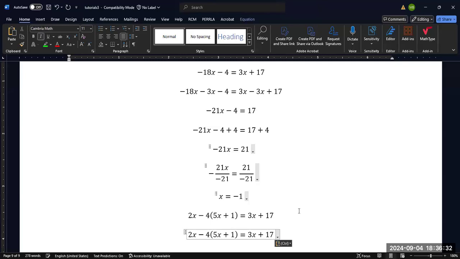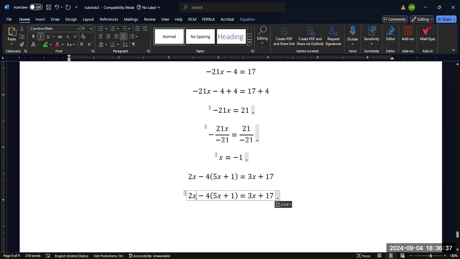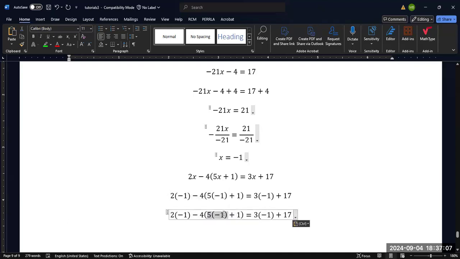So what we're going to do now is everywhere I have an x, I'm going to replace x with my -1. So here I have an x, that's now -1. And here I have an x, that's now -1. And here I have an x, that's now -1. So I'm going to start inside my innermost parentheses, which is going to be this one. And so what I'm going to do is I'm going to first multiply 5 by -1. So inside this parentheses, this product will become -5.